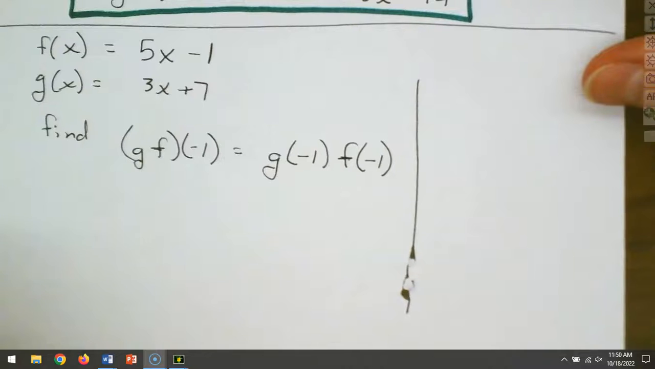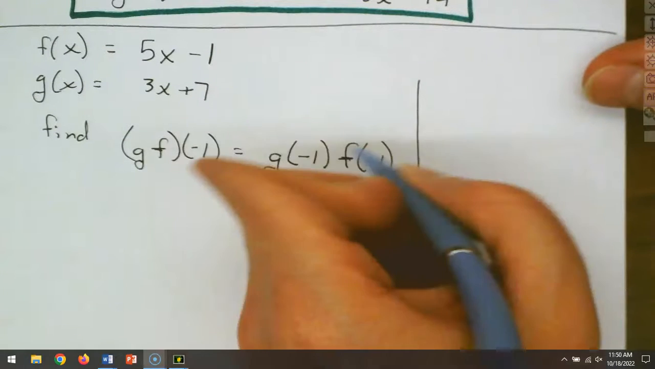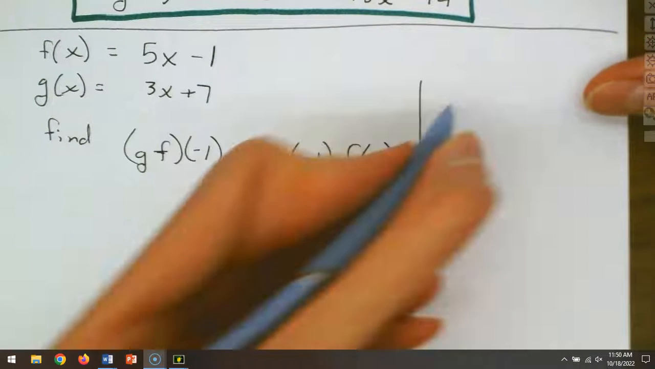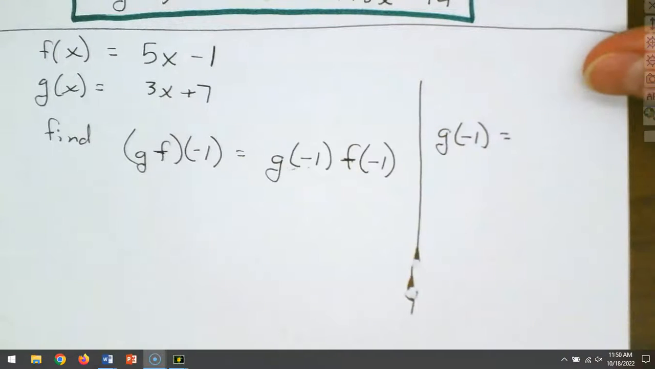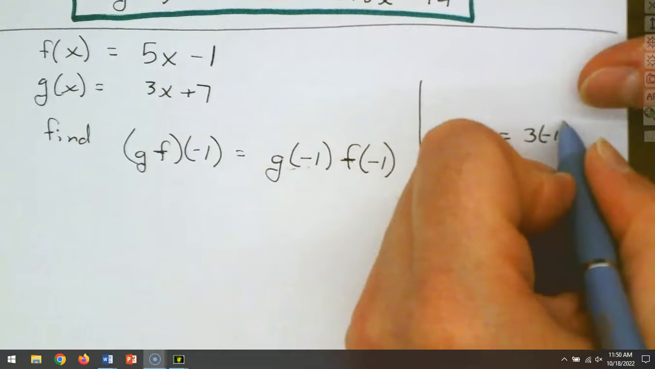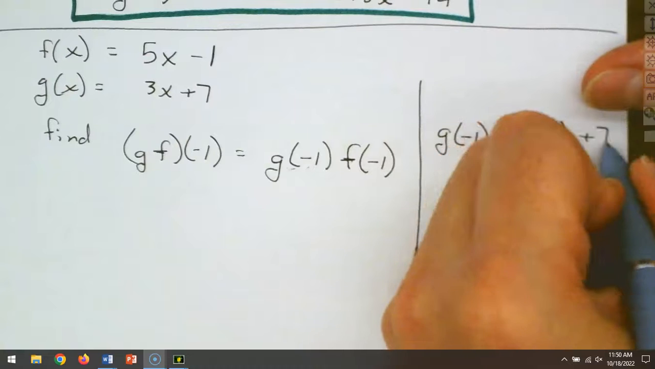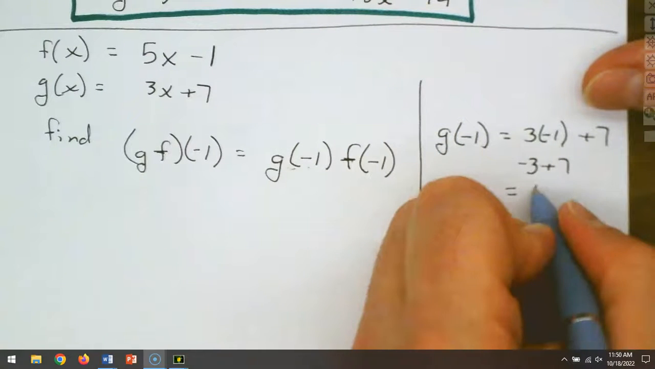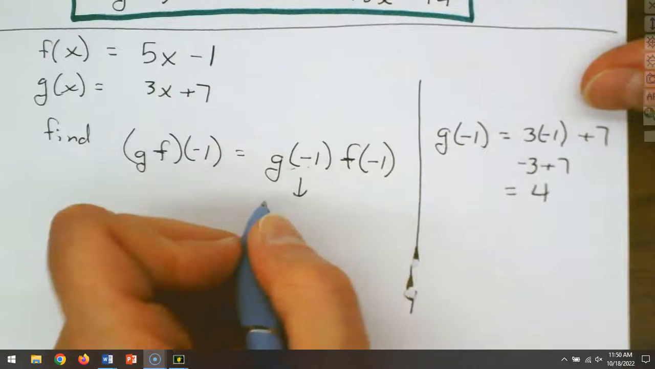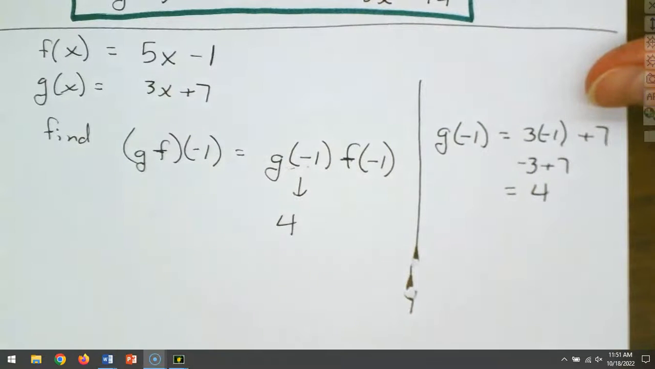Okay, so let's plug it in. We do each one alone. So do each one by itself. And g is first, so let's do that. g of negative 1. That would be 3 times the negative 1 plus 7. So that's minus 3 plus 7, and so that's a 4. So we replace that with the 4.